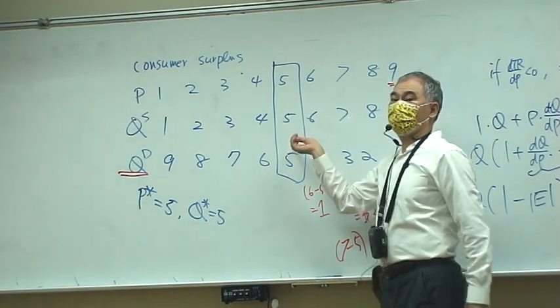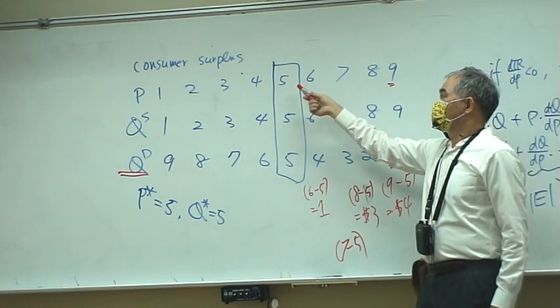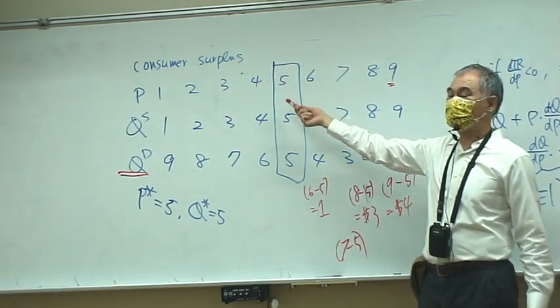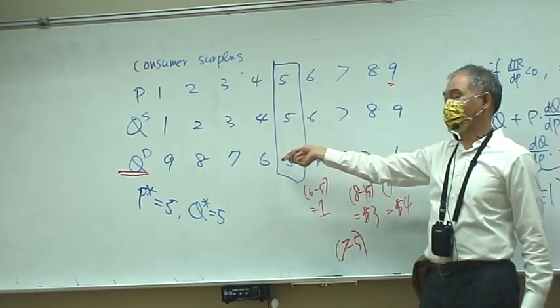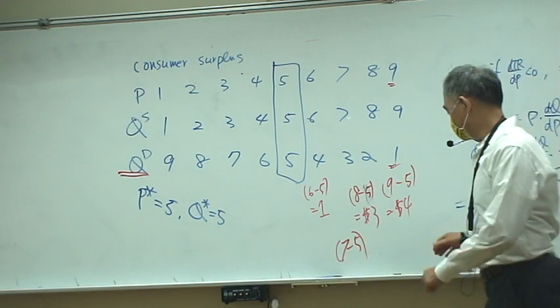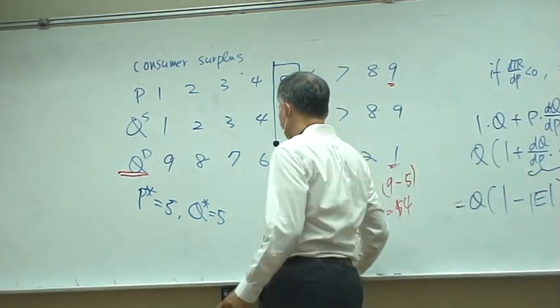At the fifth unit, he is willing to pay 5, and he actually pays 5. So here, the consumer surplus is equal to 0. Now we get to the producer surplus.